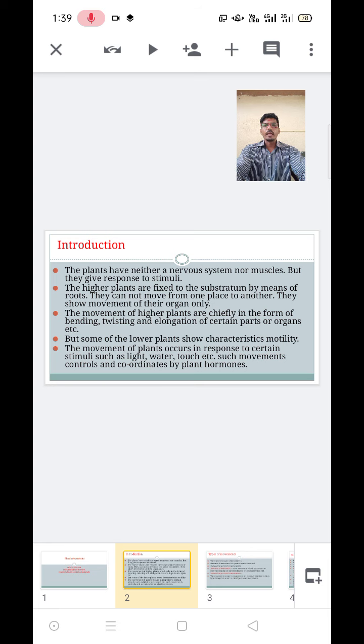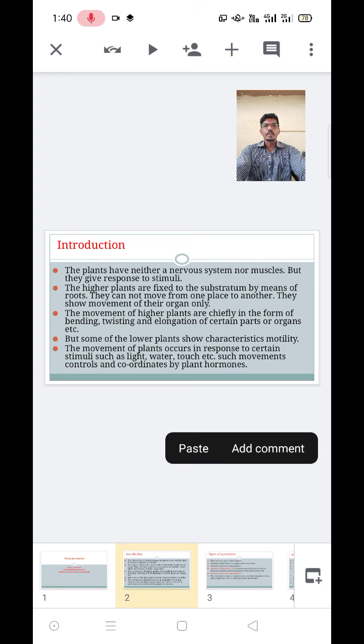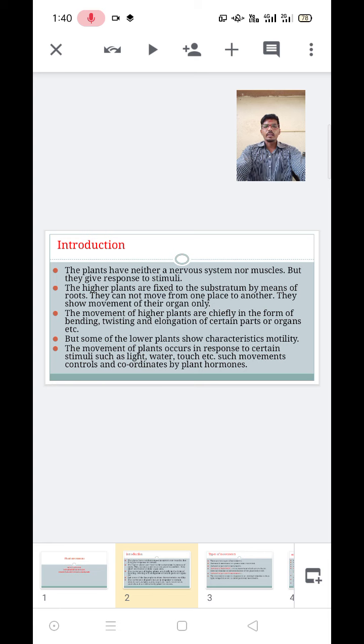Plants have neither a nervous system nor muscles, but they give a response to stimuli. The higher plants are fixed to the substratum by means of the roots. They cannot move from one place to another place. They show movement of their organs only. That means the plant does not move from one place to another place, but they can spread their organs or parts of the body.